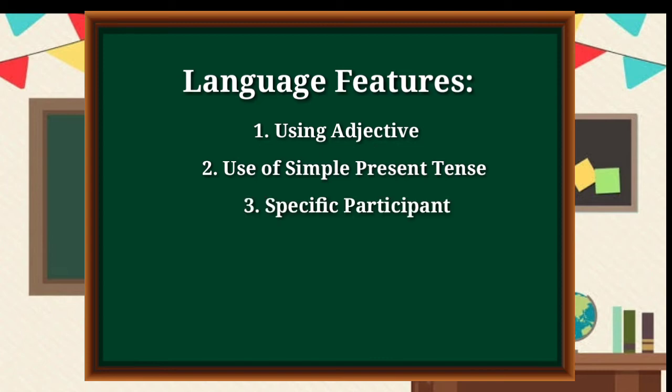The third one is using specific participant. In specific participant has a certain object is not common but unique.